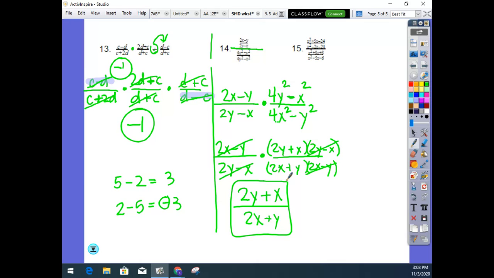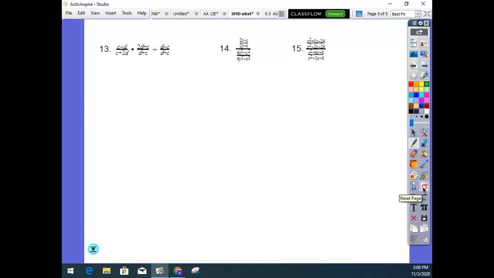All right, I'm going to clear the screen to make room for the last one. I'm taking the top fraction divided by the bottom fraction, so I'm going to multiply by the reciprocal.